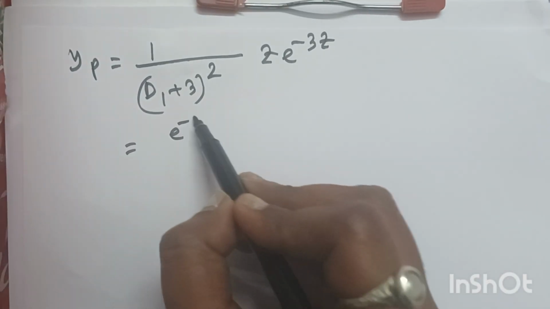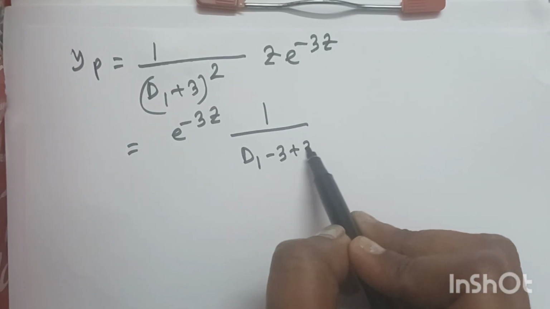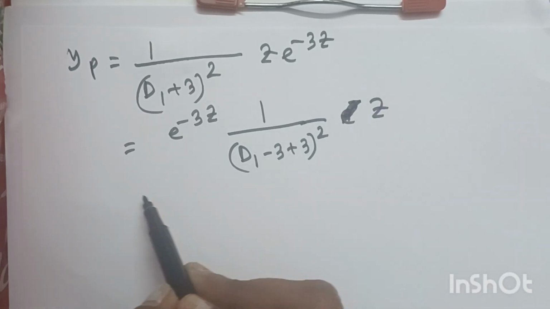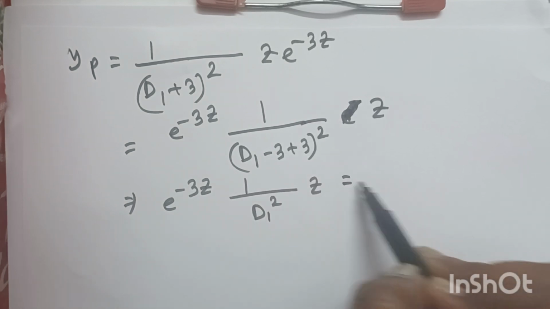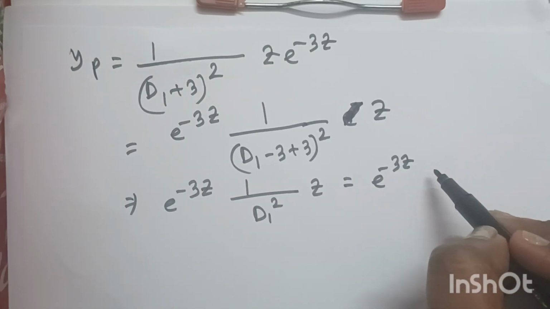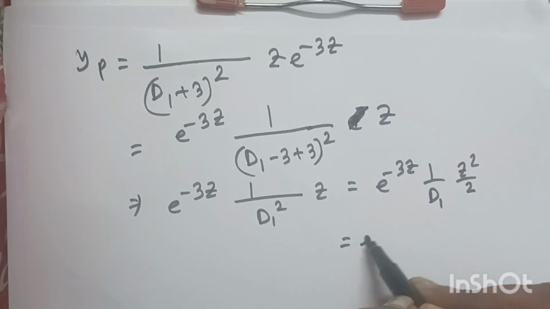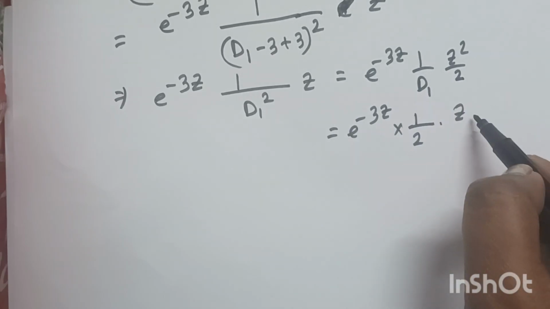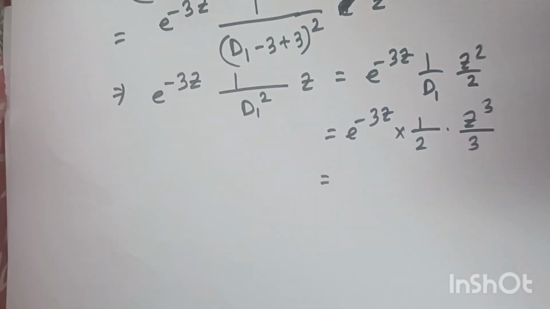Now you all know how to solve this. We will put D1 minus 3 and then take e power minus 3z outside. Then only the z function will be there. So it is equal to e power minus 3z times 1 by D1 square of z. That is e power minus 3z, and 1 by D1 square means two times integration. So the first integration gives z square by 2, and then the second integration gives 1 by 2 into z cube by 3.